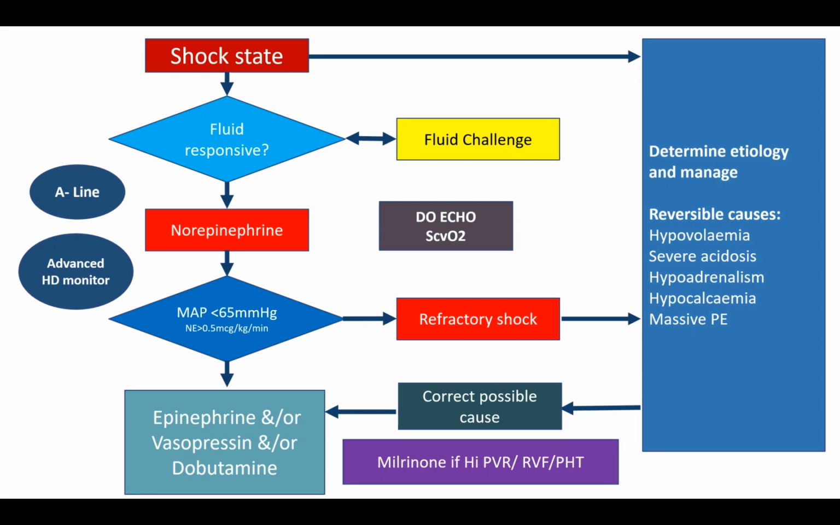If there's an increase in the pulmonary vascular resistance, or in cases of right ventricular failure, pulmonary hypertension, milrinone is your preferred agent. And of course, some of the cases would require extracorporeal life support, such as VA ECMO.